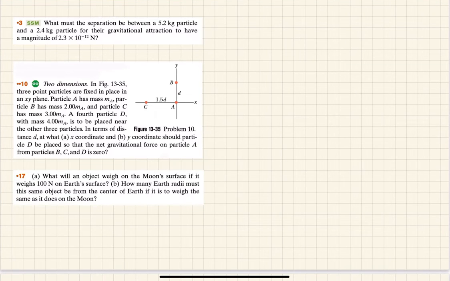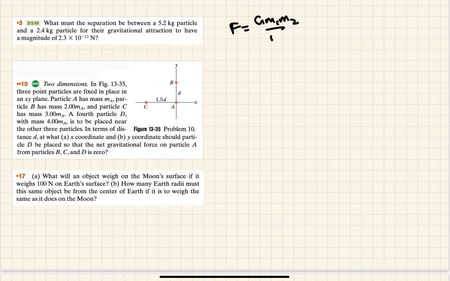We have 7 practice problems today, starting with number 3 here. What must the separation be between a 5.2 kilogram particle and a 2.4 kilogram particle for their gravitational attraction to have a magnitude of 2.3 times 10 to the negative 12 newtons? That seems awfully small, but they're particles. I mean, that's a pretty massive particle. It really shouldn't be that massive, but it's still particles nonetheless.